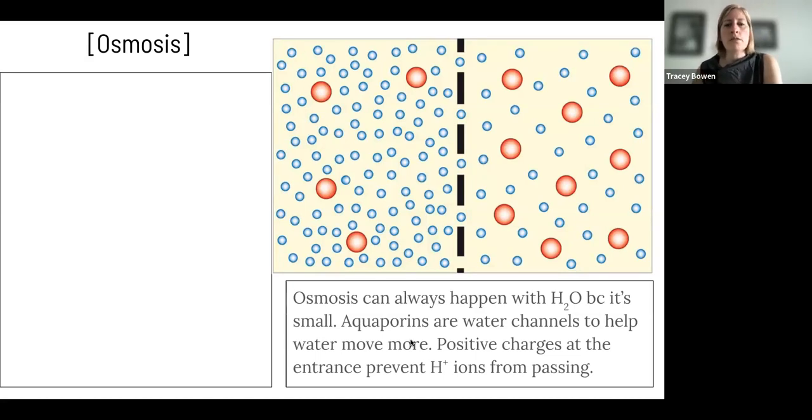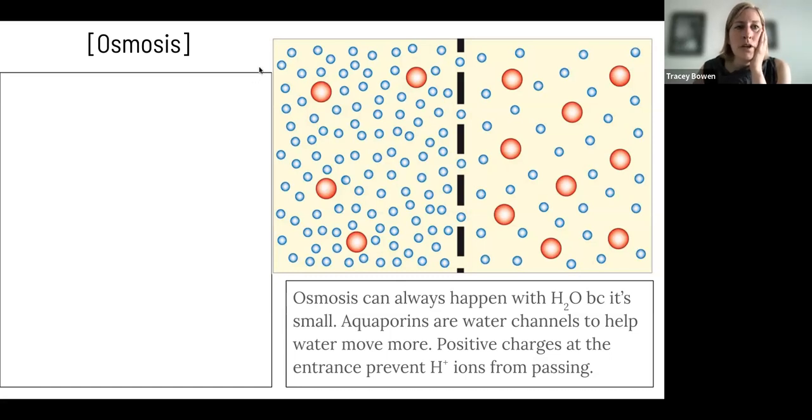In the case of osmosis, osmosis is movement of water. And so osmosis can always happen with water because it's small. But if it needs to move quickly, we need aquaporins. And those are water channels to help the water move more. These water channels prevent hydrogen ions from passing also by using a positive charge at the channel gate.